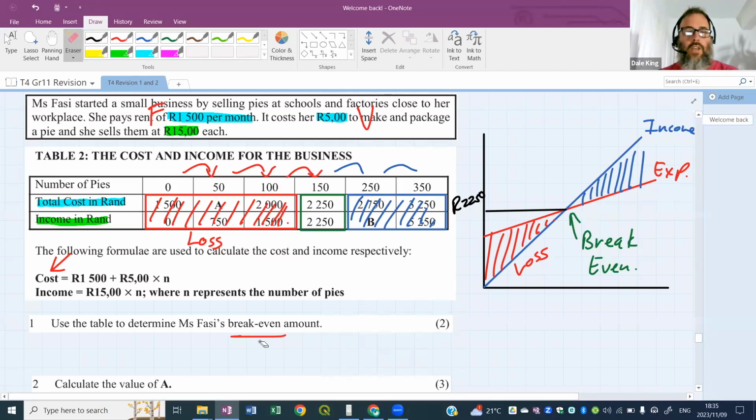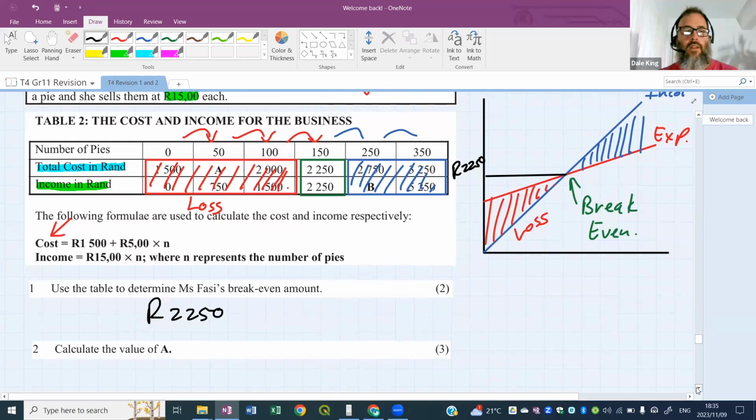Okay, so the table is telling us, and if it was a graph, they often ask, show on the graph where the break-even point is. When you put an arrow and you label it, it's important to see where the break-even is. Okay, so use the table to determine the break-even amount. So if answering this question, we will just have to write the amount like that.